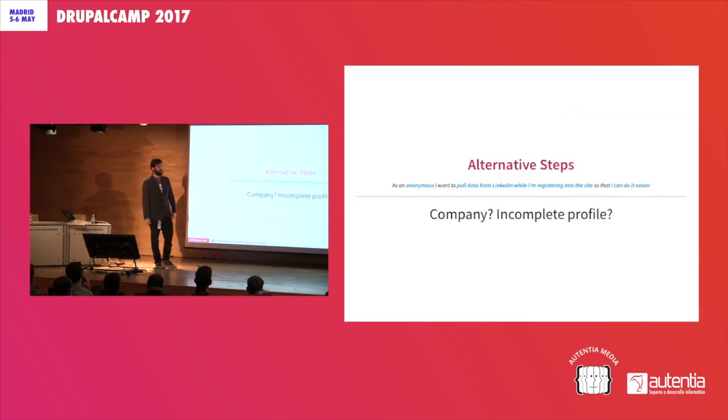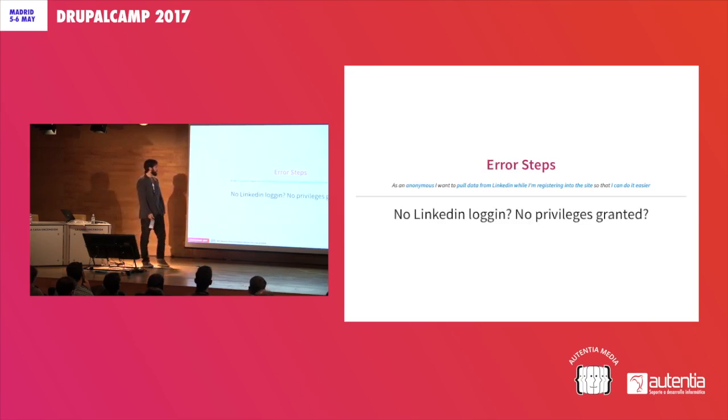So alternative steps, what could they be? Okay. Imagine that I select company. Imagine that the profile is incomplete. What happens if there's no username or there's no surname? I should show a message, or I should just keep that field empty. What should I do? And imagine error steps. Maybe the user is not logged in on LinkedIn, or maybe the user doesn't give us privileges to pull data from LinkedIn. What happens? Is he going to come back to the website? Are we going to show him a message on that form? Are we not going to do anything? We need to agree on that with the client.